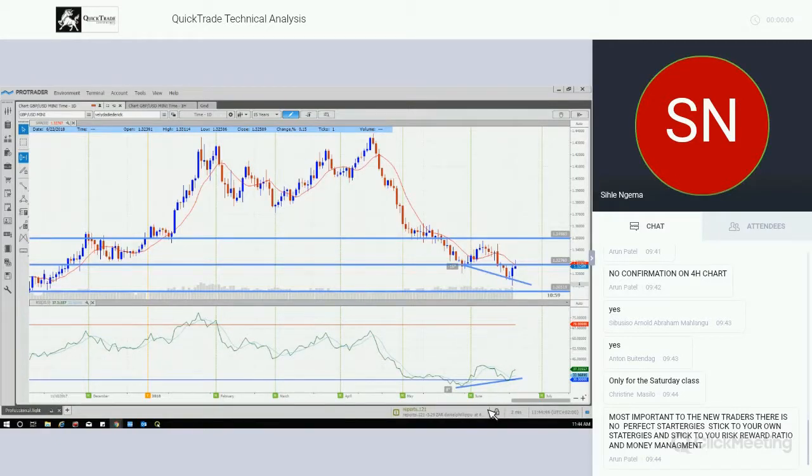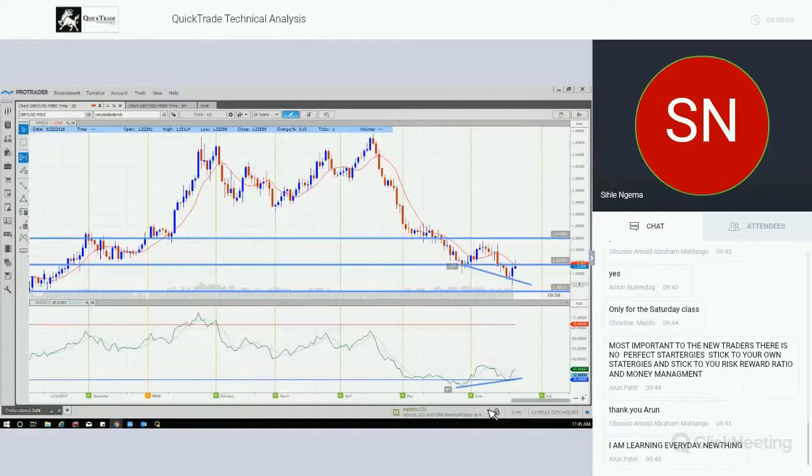Okay, I see what you're saying, Arun. You're saying that the most important thing to the new traders is that there is no perfect strategy to stick to. You must stick to your own strategies and stick to your risk reward ratio. It's very important what Arun is saying there, but it's a little bit vague. Let me try and add maybe some meat to that. He's talking about using your own risk reward ratio.